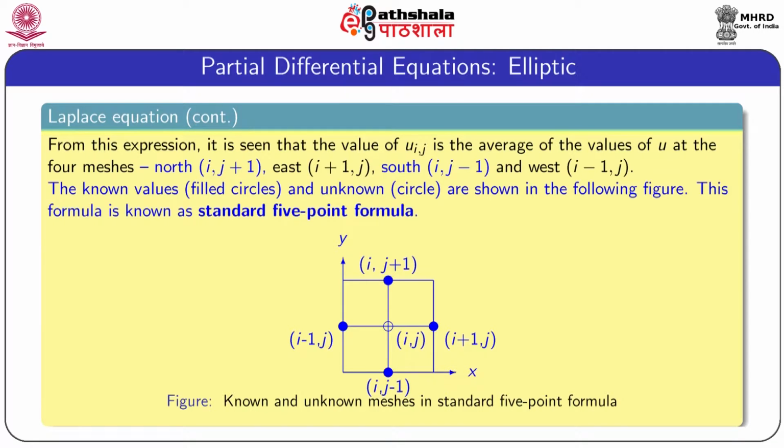The known and unknown mesh points are shown in the following figure. The known points are denoted by filled circles and unknown mesh points are denoted by ordinary circles. This formula is known as the standard 5-point formula. Note that if the four values in four directions are known, then we can calculate the middle value, that means the value of u at the point (i, j). So this diagram represents the mesh points, known and unknown, in the standard 5-point formula.